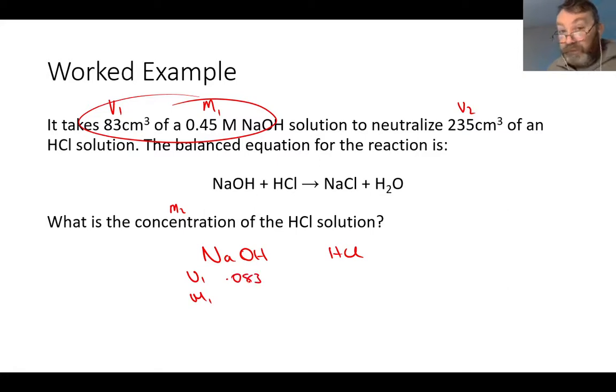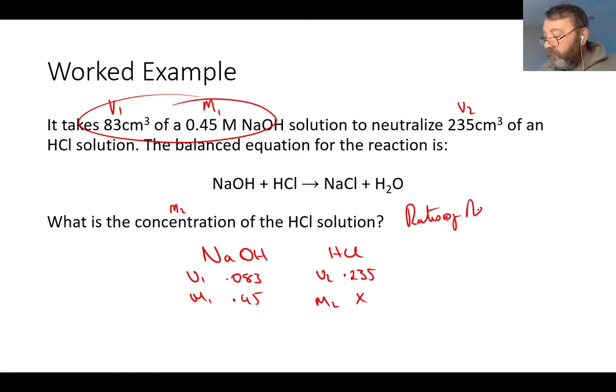0.083 litres for the volume, because don't forget, work in litres. Please always work in litres. And the molarity, 0.45. What about the HCl? It has a second volume of 0.235 litres, and its molarity is not known. Now, do I need an N1 and an N2? Check. What's the ratio of reaction? The ratio of reaction is 1:1. So there's one of them and one of them, which means I do not need N1 and N2.